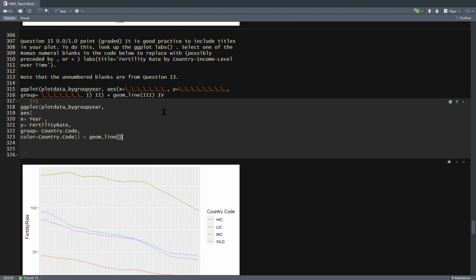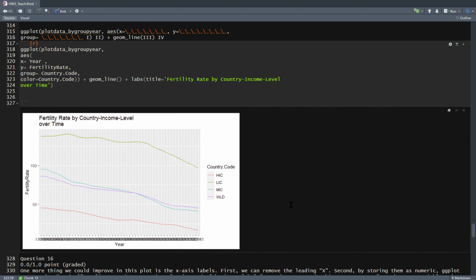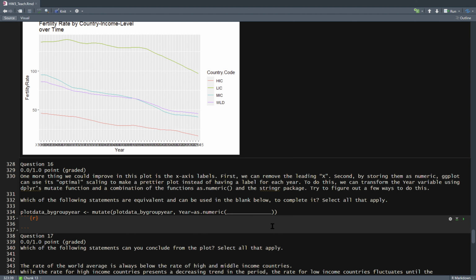Now let's start by putting the numerals. Let's just put it at the end because that's what I think it should be. Now let's put it here and see what we get. And there you go. We have what we wanted. Now we'll move on to the next question, question number 16.